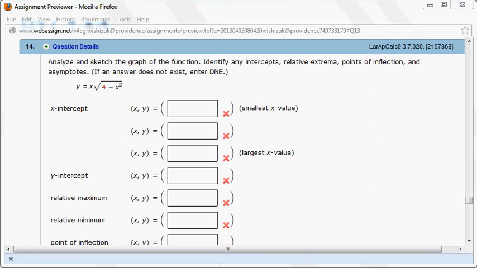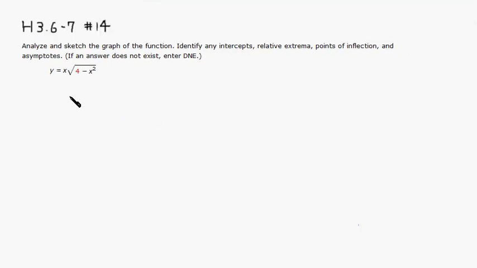Okay, let's look at homework 3.6, 3.7, number 14. All right, so we're going to try to find the relative max and the relative min on this one too. All right, so first we're going to rewrite it. This is going to be equal to x times quantity 4 minus x squared raised to the 1/2 power, because square root is equivalent to 1/2 power.